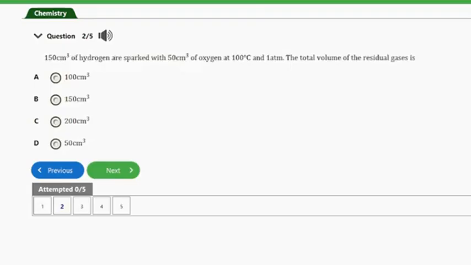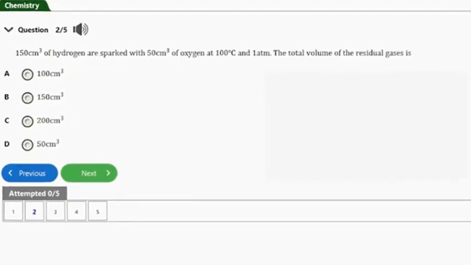Question number 2. It says 150 cm cube of hydrogen is packed with 50 cm cube of oxygen at 100 degrees Celsius and 1 atm. The total volume of the residual gases is A, 100 cm cube, B, 150 cm cube, C, 200 cm cube, D, 50 cm cube. So here we're going to zoom into our workspace and solve this together. First of all, the first thing we are going to do is write the equation of the reaction.